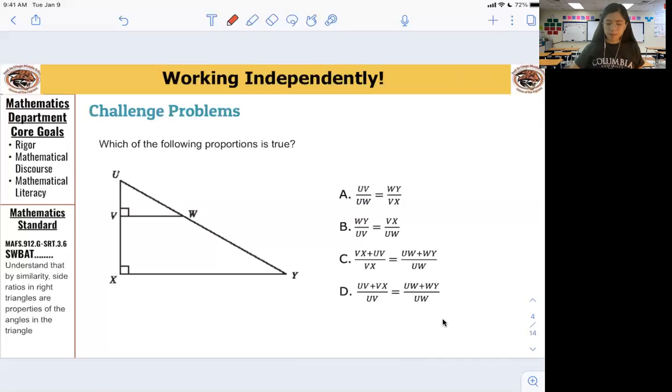All right, the winning response was D. Let's check it out. It's D. It's the only one that makes sense. That's true. D is correct. But I do want to check it out.